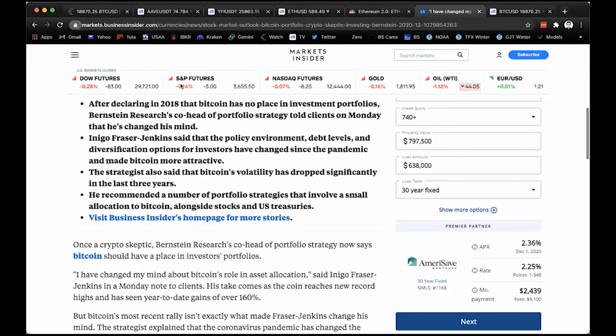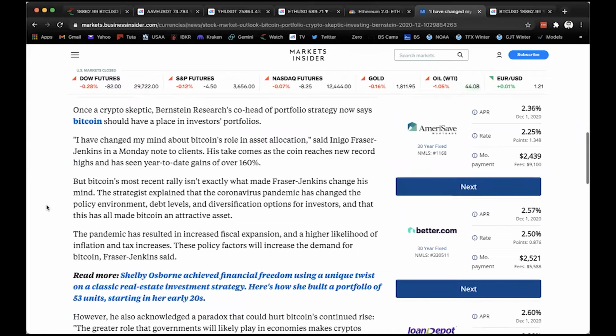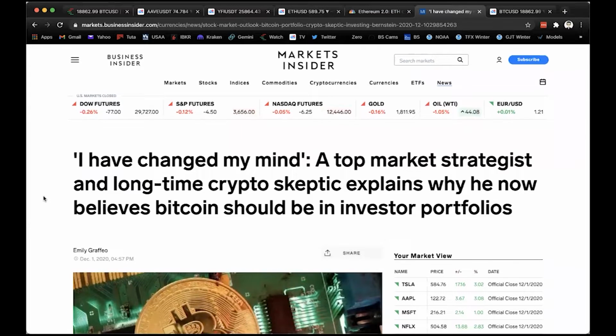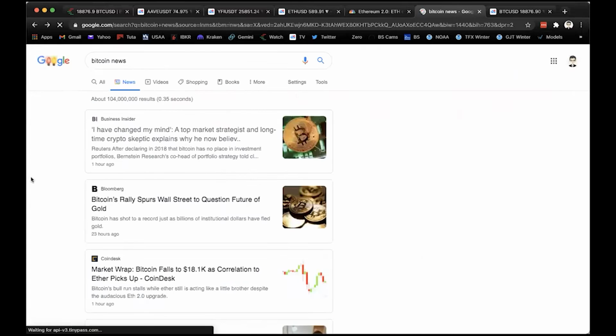So Bernstein is a famous and well-respected Wall Street firm, and apparently this guy now thinks that Bitcoin does have a role in asset allocation. So like we've been seeing, first it was the MicroStrategies with Michael Saylor and Square allocating some treasury. And then we've seen hedge fund guys, and now we're starting to see analysts eat a little bit of crow and start to get a little bit bullish here.